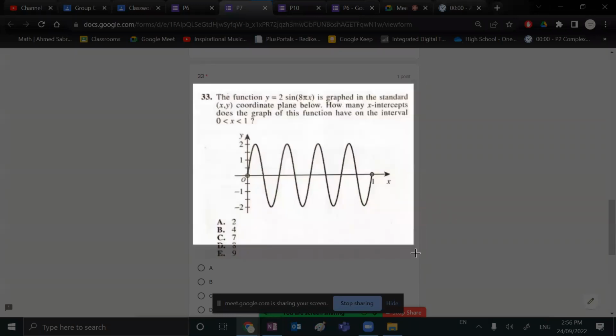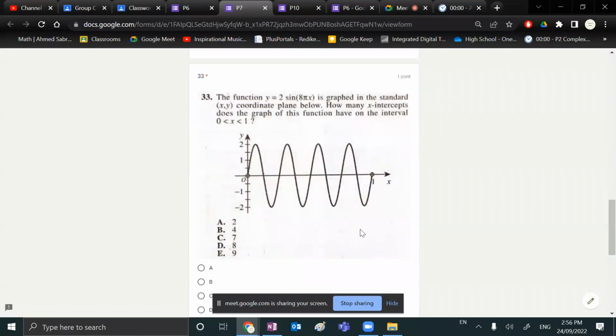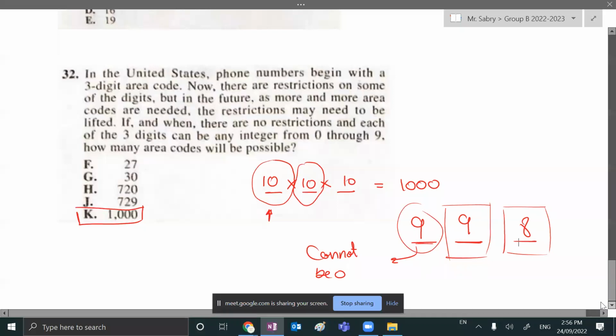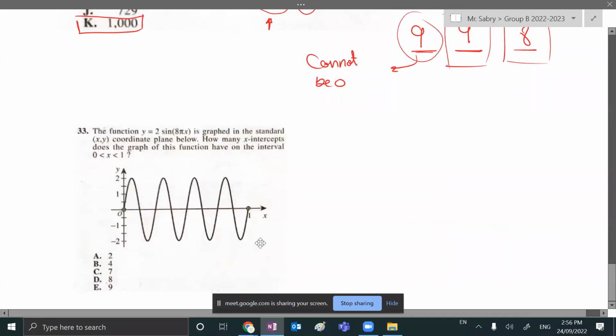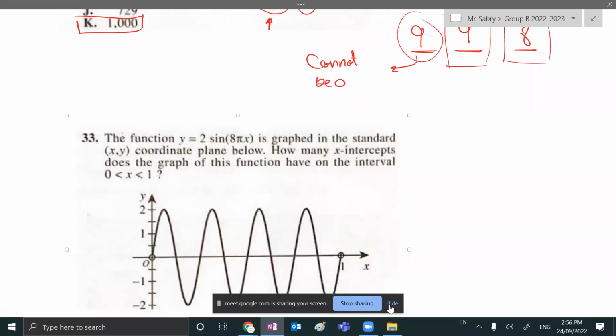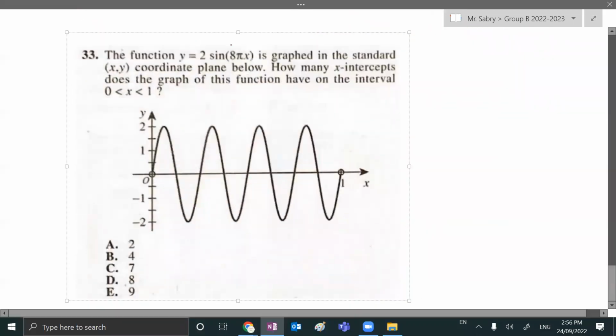This one is honestly very easy. So you're given a function and so on, but they're asking you how many x-intercepts the graph has between 0 and 1, and it's not equal to 0 and it's not equal to 1. And you can see here as well, this is an open circle. So the 1 is not included and the 0 is not included. So I can't count these as x-intercepts. All the rest are x-intercepts though.